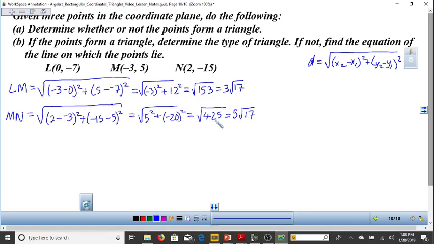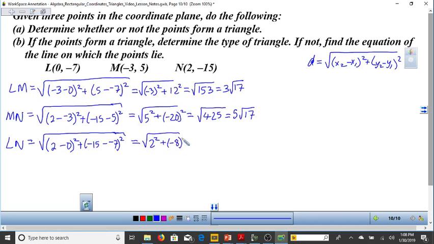And let's talk about LN. LN, we will now do 2 minus 0 squared plus negative 15 minus negative 7 squared. And let's see what that gives us. That's 2 squared plus negative 8 squared. And negative 8 squared is 64, and 2 squared is 4, so we get the square root of 68, which is divisible by 4. That gives you 2 square root 17.